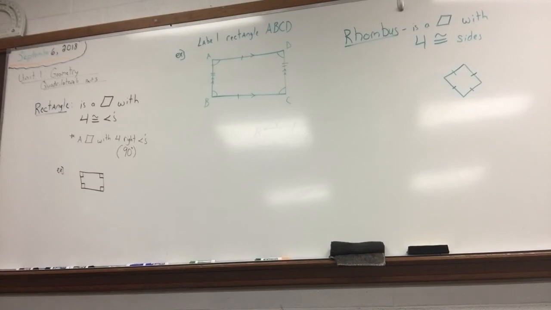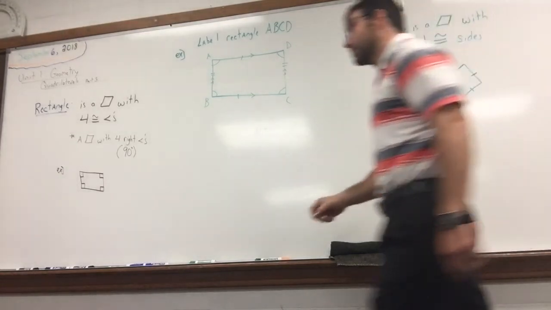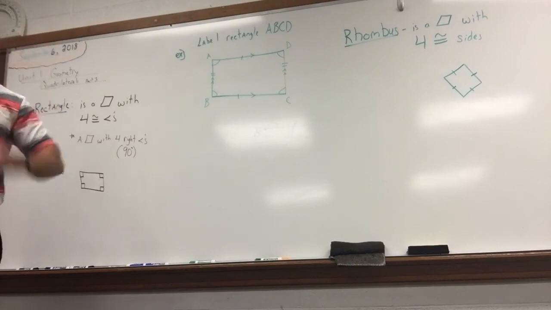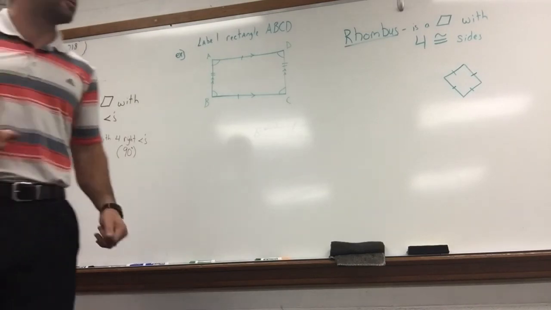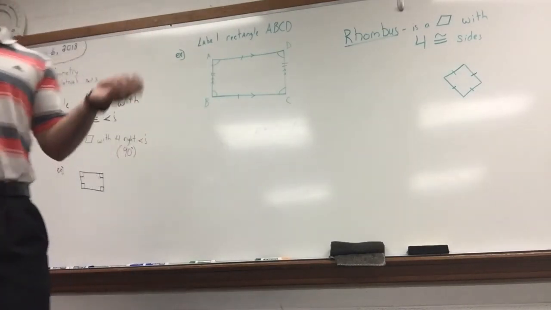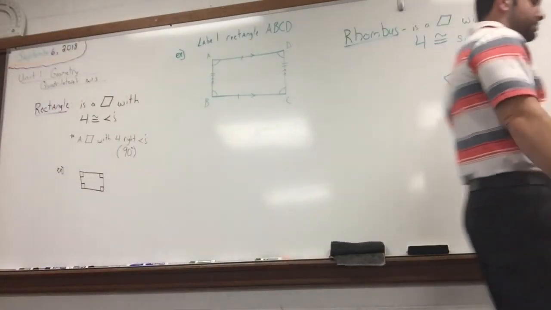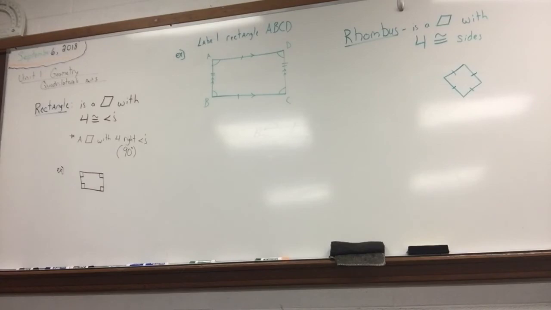Must have 4 congruent sides. Okay, that's a rhombus. So we know a square must have 4 right angles. We know a square must have 4 congruent sides. We have to know everything else about opposite sides congruent, opposite sides parallel. Oh my gosh. But I promise it's not as hard as you think.